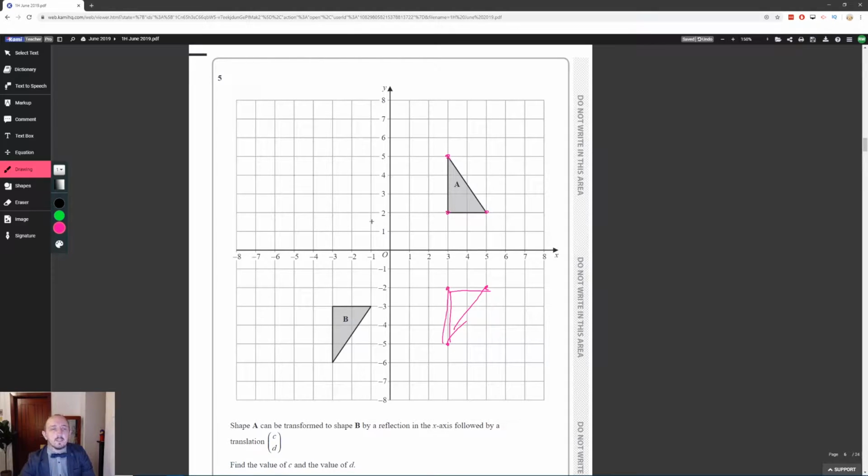And then if we take one of the corners, let's say this top left corner here, we have to go 1, 2, 3, 4, 5, 6 to the left, and we have to go 1 down. Okay, so our column vector will be (-6, -1) to go from this reflected shape to B.